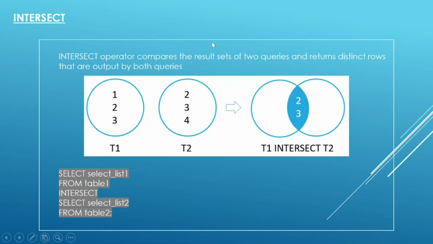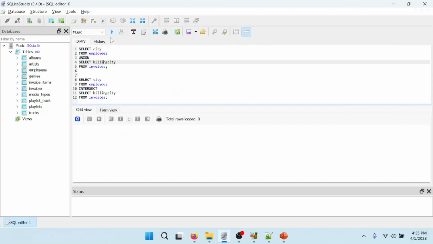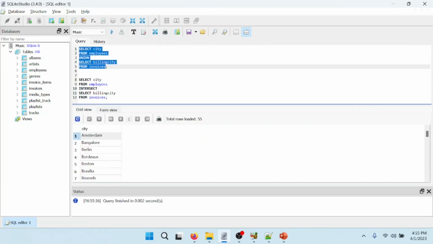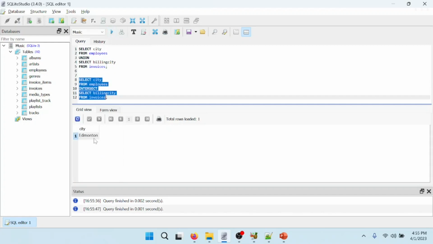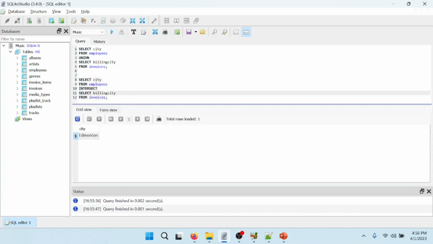Let's take a look at this in practice. Again, we will use the union statement to first see how many rows are output by union: it is 55 after deduplicating. When we use intersect, only the common city names, deduplicated, will be output, and the output is only 1, which implies that there is only one common city name among both the tables.